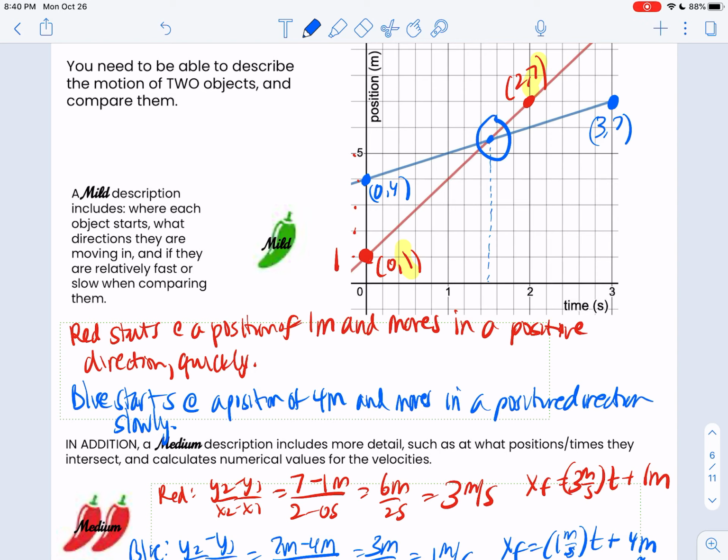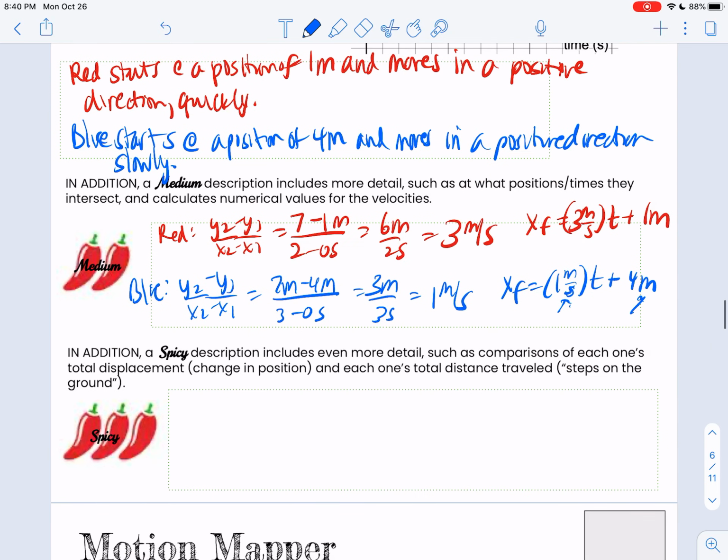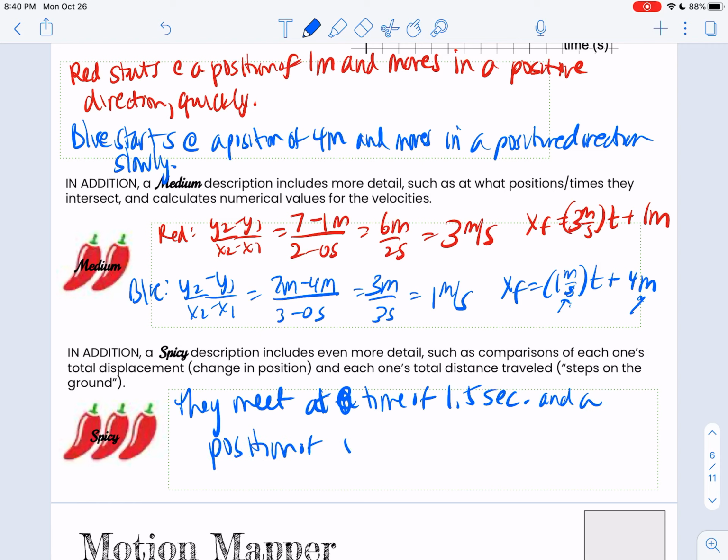So it looks like this is 1.2, 1.4, 1.6, 1.8. I would say that crosses at 1.5 seconds, and about 5.5 meters. So I would say they meet at a time of 1.5 seconds and a position of 5.5 meters. All right, that is practice 2.